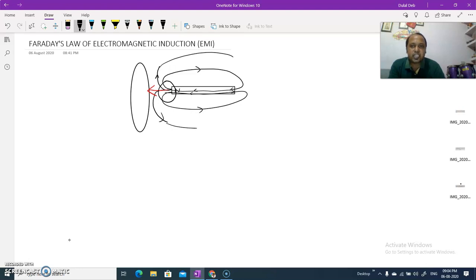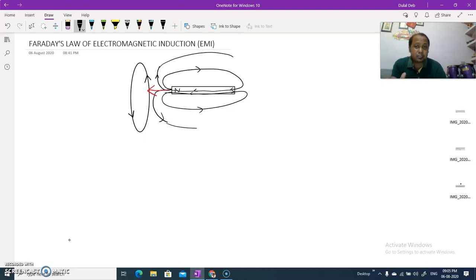So whenever the flux changes, an induced EMF or induced current is set up in the coil. Here also an induced current will be set up in the coil. Let this be the direction of the current. But you can see there is no source of EMF, no battery connected to the coil, and still we are getting the current, only because there is a change in flux through the coil. So the flux has changed, and therefore the induced EMF is developed.